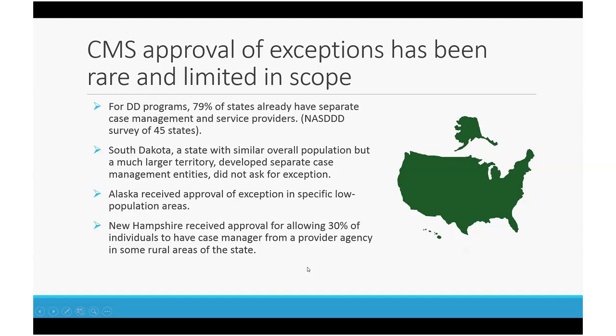Alaska did receive approval for an exception, but only in very low population areas of the state. So when you think about Alaska, it's a frontier state. It's very dispersed in its population, and only the northernmost tier of Alaska, which is very sparsely populated, got an exception. The counties that were more populated in the southern part of Alaska did not receive an exception. And then I talked about New Hampshire, and again, they allowed for 30% of individuals in certain rural areas of the state to have their case management provided by the same agency that is the direct services provider. So it just gives you a sense of what CMS has been willing to approve around this rule for exceptions.